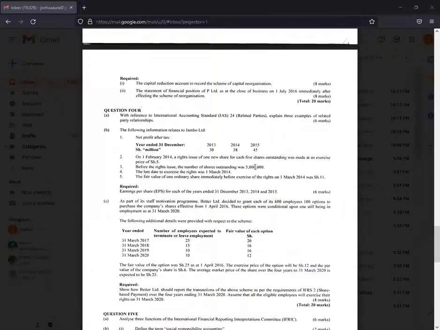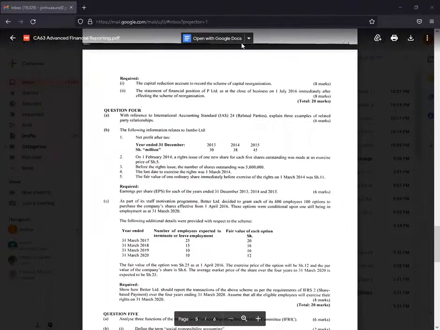And then note number 4, the last date to exercise the rights issue was 1st March. I told you to delete that statement. Note number 5, the fair value of 1 ordinary share immediately before. Ladies and gentlemen, before the rights issue, which took place in 2014, we've been having what? 5 million shares.